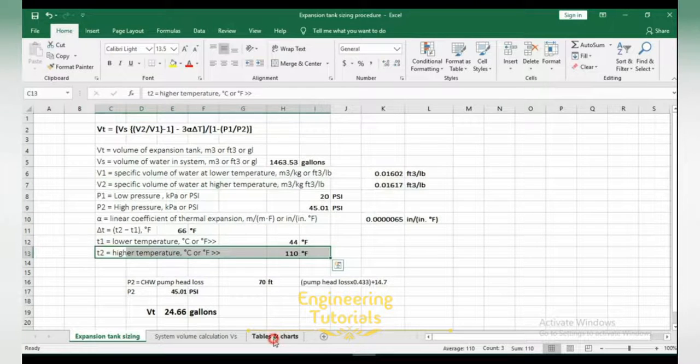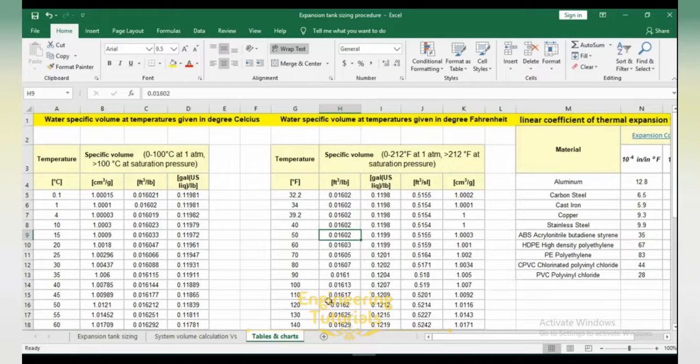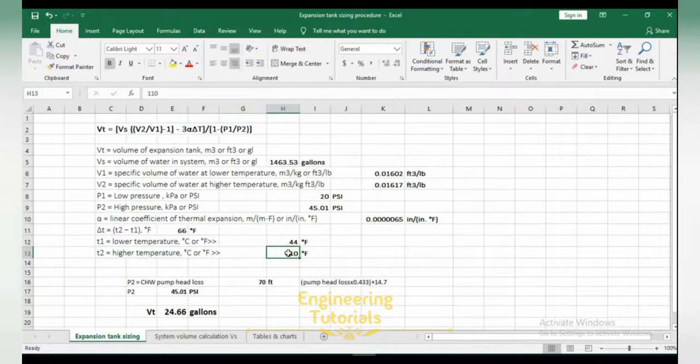So move back to our tables and chart again. As you can see, there is 110 degrees Fahrenheit, and the specific volume of the water over here is 0.01617. So we can use this value, 0.01617 cubic feet per lb at 110 degrees Fahrenheit. This is the value which I have right over here.